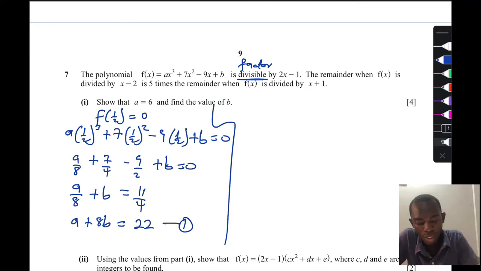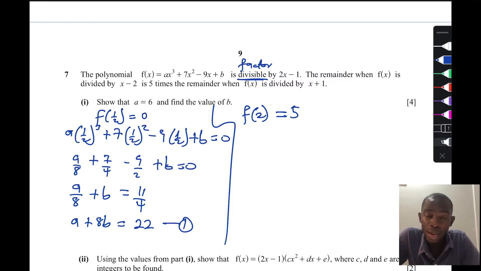So when we put 2 into f of x, it is going to leave a remainder, since they didn't say that's a factor. So that remainder is equal to something. What is it? We don't know. But we are told that it is equal to 5 times the remainder when f of x is divided by x plus 1. That zero will give you x equals what? Negative 1. So 5 times f of negative 1.